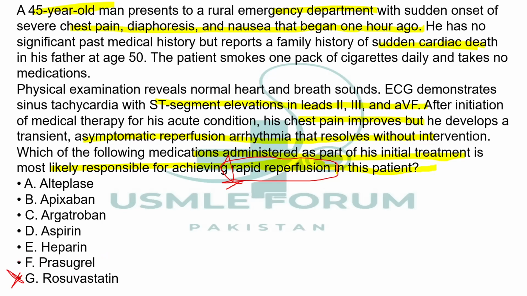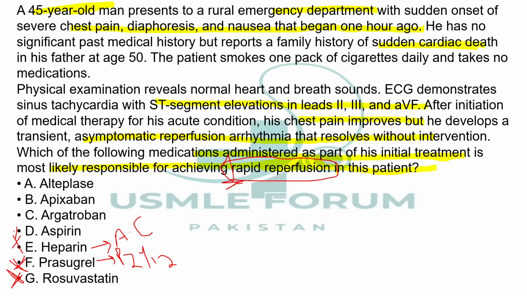Prasugrel is also a P2Y12 inhibitor, so it has no part in reperfusion. It is an antiplatelet, P2Y12 inhibitor. And heparin is also the wrong answer because it is an anticoagulant, so it has no part in reperfusion.